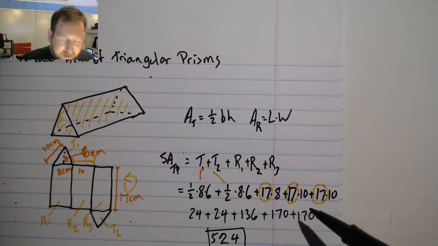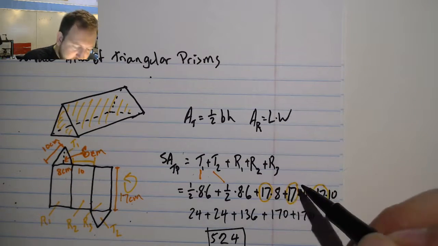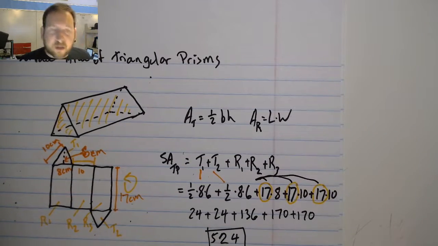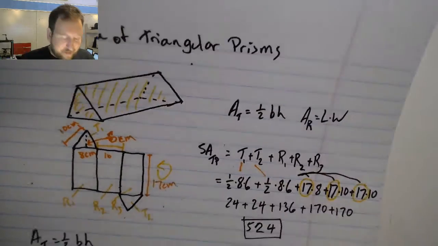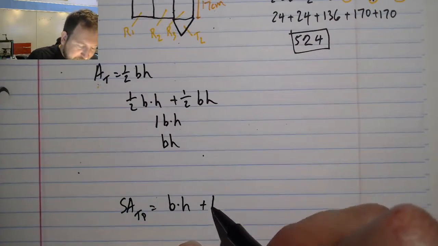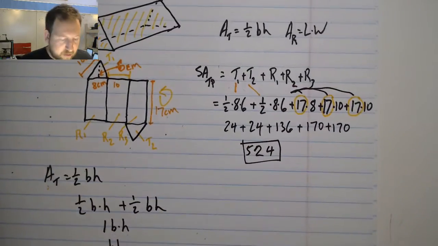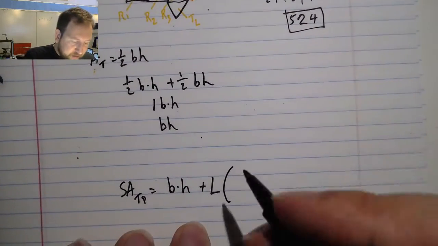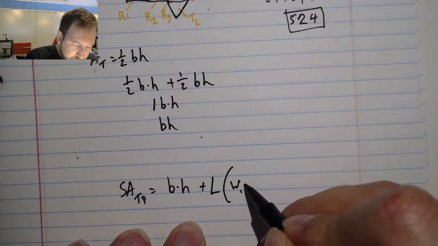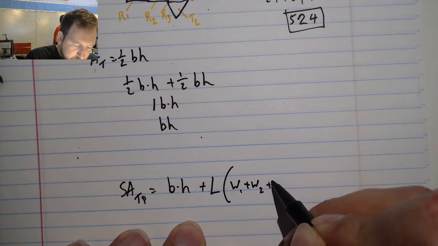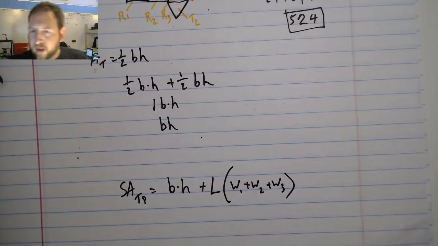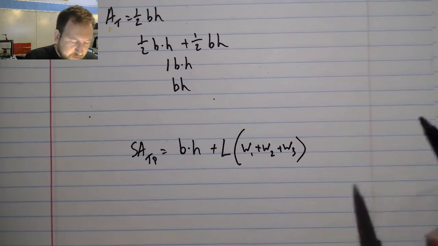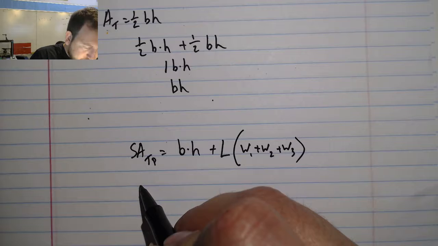So I'm going to use the distributive property to pull all of these 17s out into the front. I'm going to call that my length. So I'm just going to multiply the length times the sum of all of the sides. So that's the width 1 plus width 2 plus width 3. Let me make sure that's how they wrote it in their formula. They wrote it a little bit different. They wrote it like this.